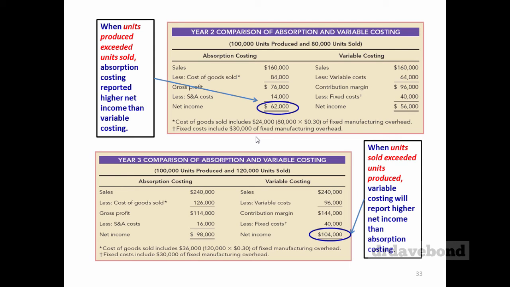So this is for this number up here, the 84,000. The cost of goods sold, how this is created for this side is 105 times 80,000. That's how we came up with that number.